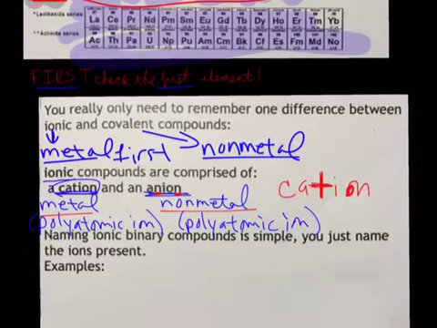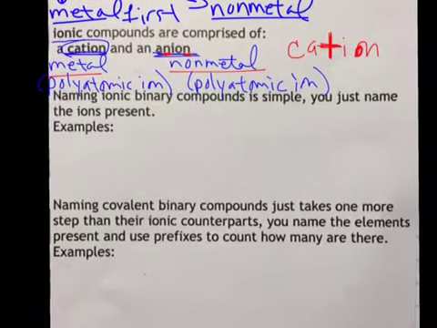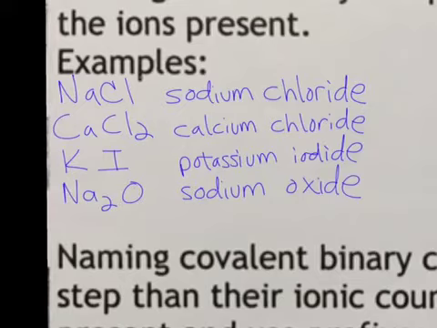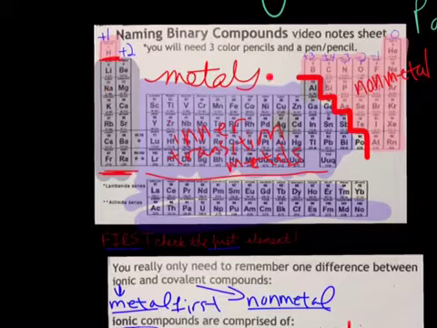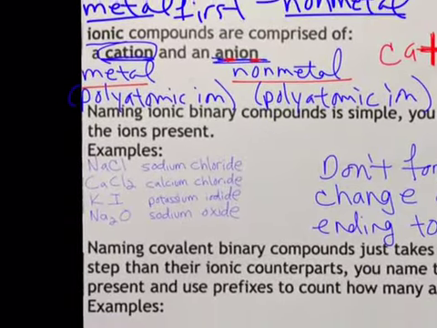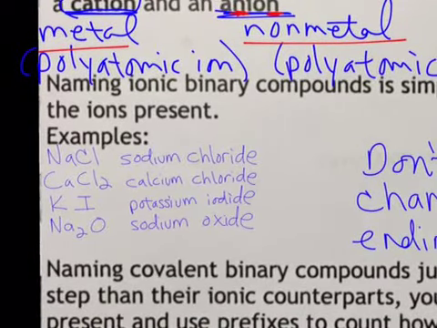So naming ionic binary compounds is really simple. You just name the ions present. So here are some examples. So go ahead and take a moment and write these down. And let's look at these. Each compound is going to have basically a first name and a last name. So the first things first, first element, sodium. If I look for sodium on the periodic table, I should be able to see that up there it is, and it's in the metals part. Therefore, this is beginning with the metal, so it's ionic. And that's sodium, and I'm just going to name it sodium. I don't need to change that name at all.